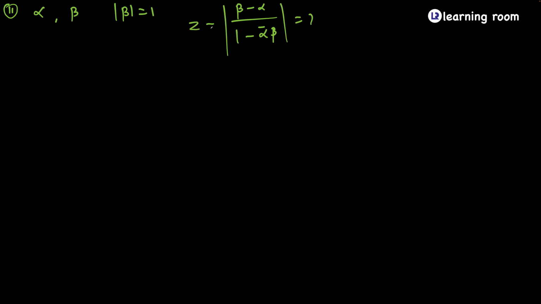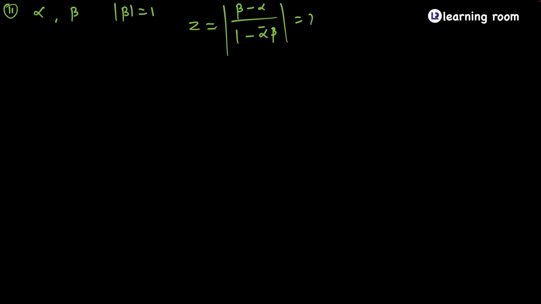So 11th question is alpha and beta are two different complex numbers, right? And what is the condition that is applied on beta? Mod beta is equal to 1, right? Then find the value of mod of beta minus alpha divided by 1 minus alpha conjugate into beta. So what is going to be this value? Okay, suppose I take this to be Z.